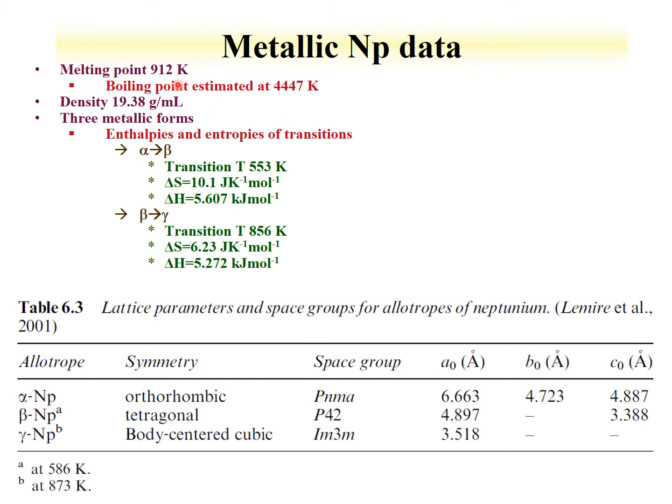Neptunium has a melting point of around 600 degrees C, an extremely low melting point, and has a very high density, close to 20. There are 3 metallic forms. The transition temperatures are listed here for the alpha to the beta, around 500 K, and the beta to the gamma, around 850 K. The symmetries of the phases have been identified: orthorhombic, tetragonal, body centered cubic. And we see this trend again compared to uranium, where we went through different symmetries and at higher temperatures ended with something similar to body centered cubic.